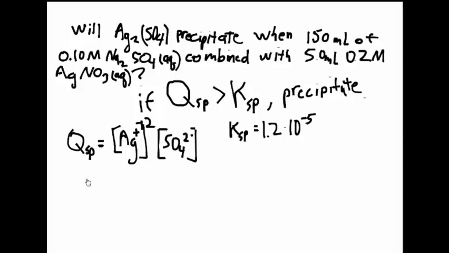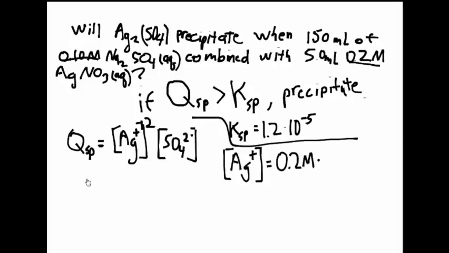we can't just use the 0.1 and the 0.2 that are given here, because effectively they are each diluted when they get combined with the other solution. So we're going to have to use the dilution equation. For silver, we start with 5 milliliters and we end up with 155, so it's essentially a 5 into 155 dilution.